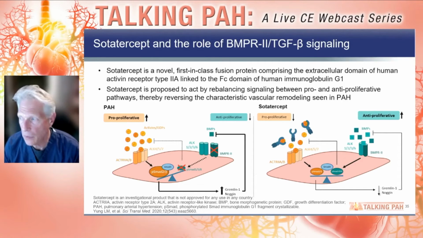And when this pathway is activated, or actually dysregulated, it drives the remodeling that we see in the pulmonary blood vessels. And that remodeling is characterized by pro-proliferative, really almost a neoplastic process, such that these pro-proliferative mediators outperform any anti-proliferative signaling pathways. So it becomes an imbalance.